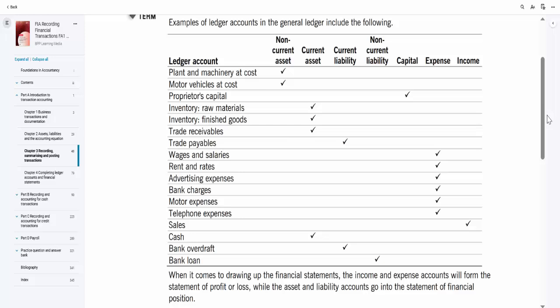Understanding the chart in the attachment. The chart in the attachment lists examples of ledger accounts that you might find in a business's general ledger. Each account is categorized based on the type of financial information it represents.